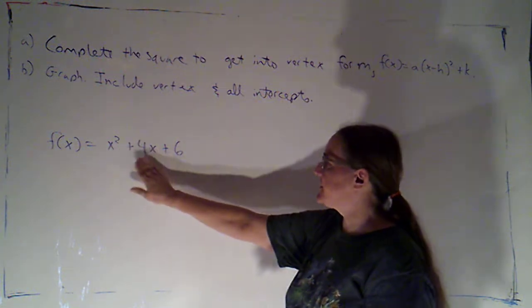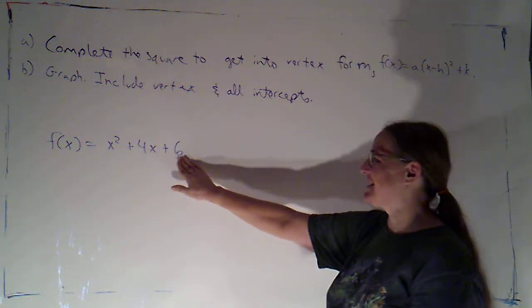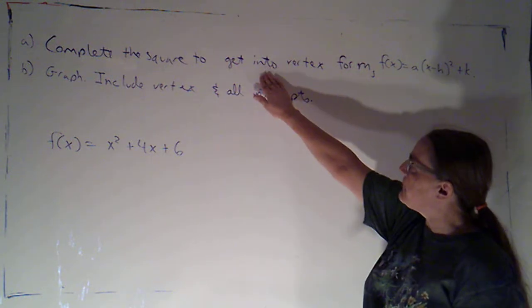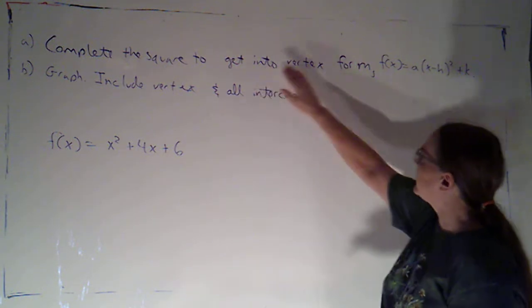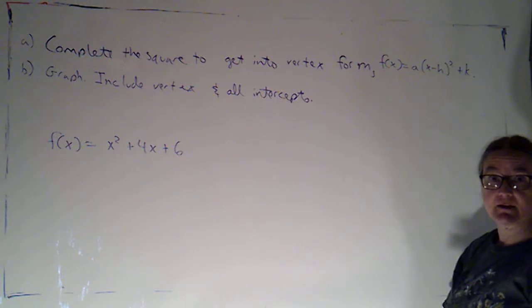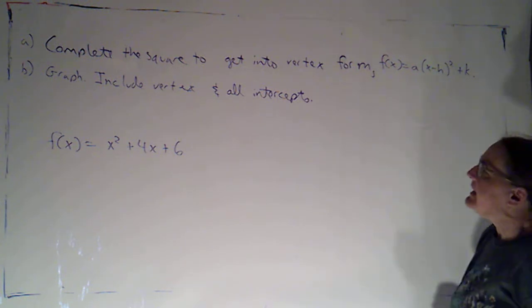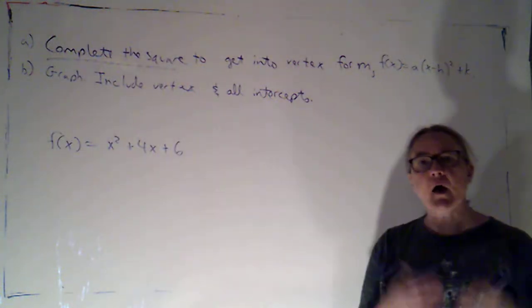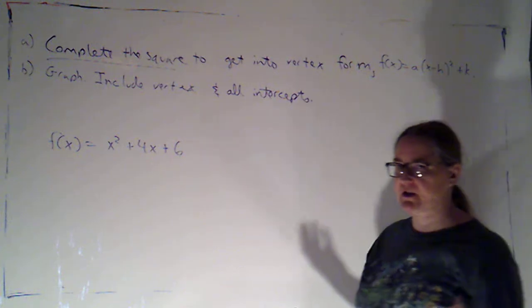Some x squareds plus some x's plus a number is equal to my f of x. So I'm asked to first of all do something called completing the square to get it into this vertex form, and then once it's in that form, we'll go ahead and graph it. Okay. Now, for completing the square, it's helpful to remember what a perfect square looks like.